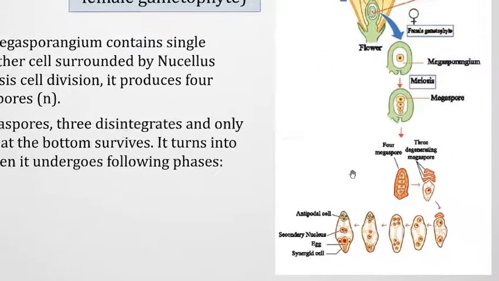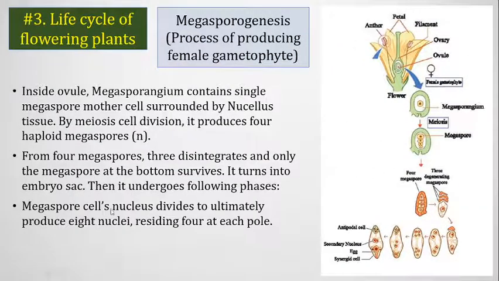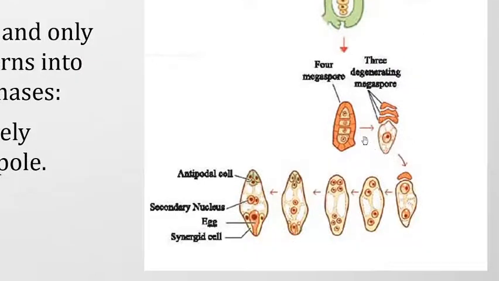So what are these changes? The megaspore cell's nucleus divides to ultimately produce 8 nuclei by mitosis, with 4 residing at each pole. What happens is that inside this embryo sac there is only one single nucleus. So this single nucleus divides mitotically to produce at first 2 nuclei, then 4 nuclei, and then 8 nuclei. So here we see that at the 2 opposite poles of the embryo sac, there are 4 and 4 nuclei located.